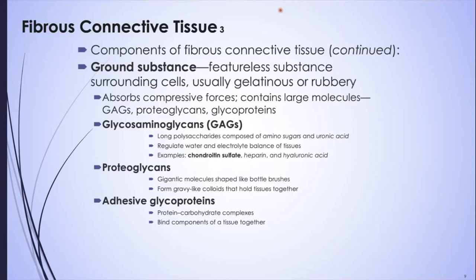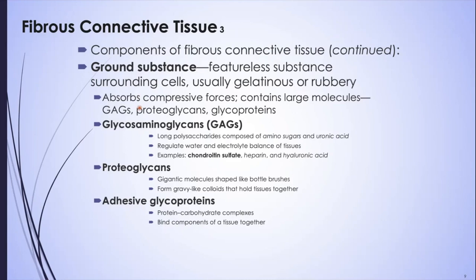So your ground substance. We're just basically hitting all the vocabulary here. Ground substance is the substance surrounding cells. It's usually gelatinous or rubbery. Okay, so it's not completely liquidy, but it's not completely solid. It is more of a gelatinous or a rubbery consistency. What it does is help to absorb compression forces.